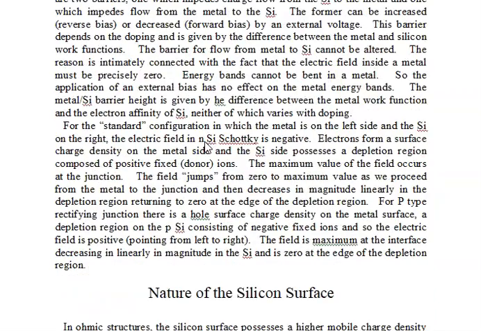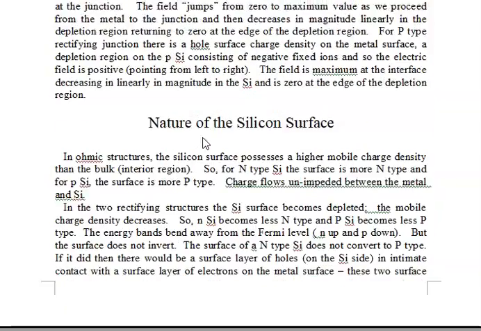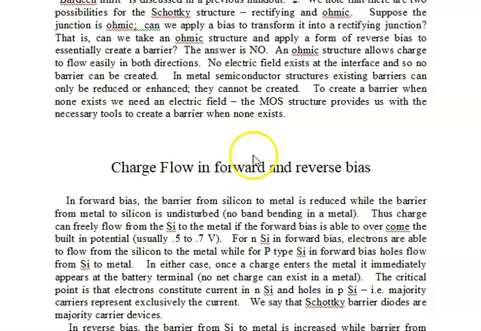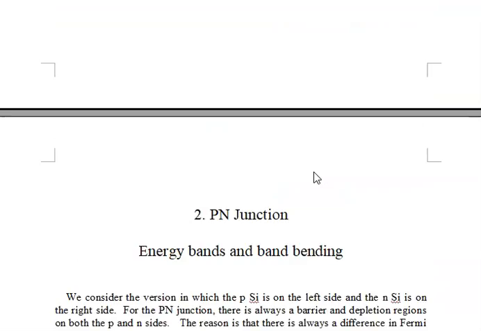This is all by way of review, the nature of the silicon surface, which is to say the interface or the metallurgical junction between the metal and the silicon. And so you can read all about that. And charge flow in forward and reverse bias. Again, there's charge flow in the forward bias when the barrier is reduced. There is reverse charge flow in reverse bias when the barrier is increased.